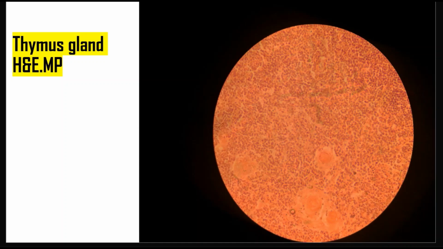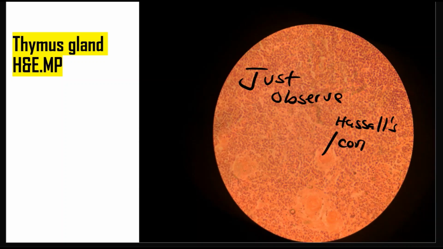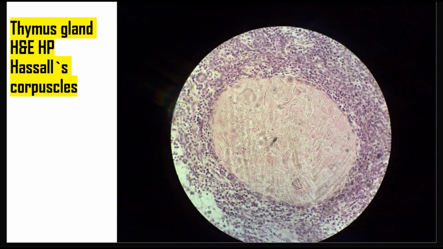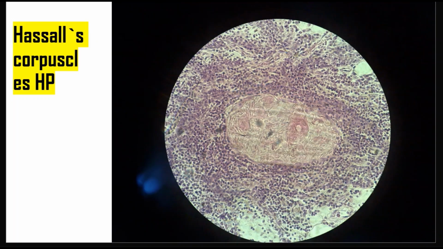You're just observing here. Just observe. You've seen these are the Hassall's corpuscles there. Meaning that this is the medulla here. This is the medulla. And then this is the cortex. So this one you're just observing. This is also the Hassall's corpuscles. It has been magnified at high power. This is high power Hassall's corpuscles. Just observe here as well. This is the Hassall's corpuscles as well.